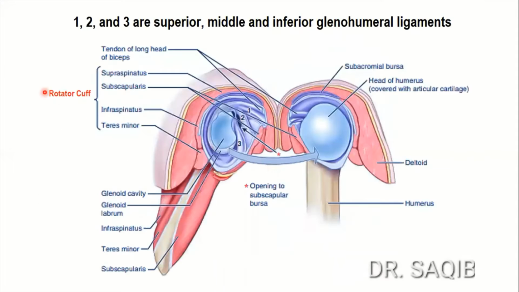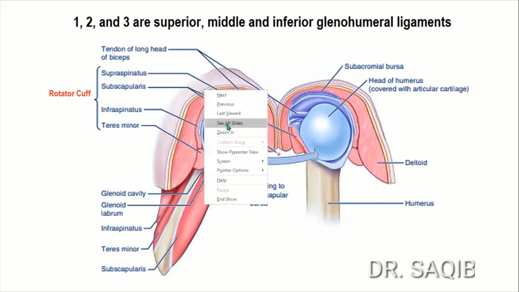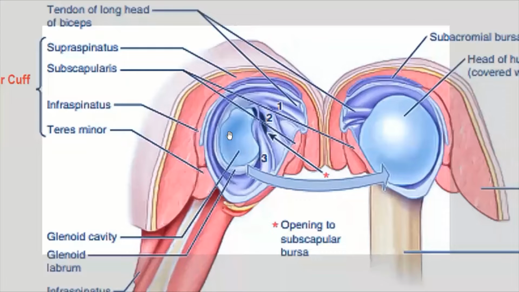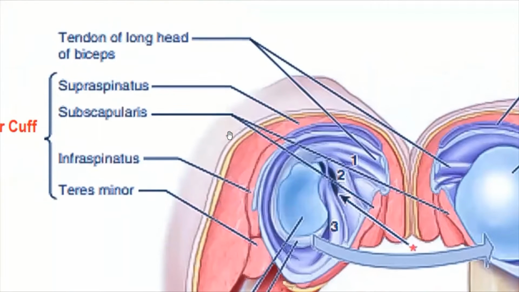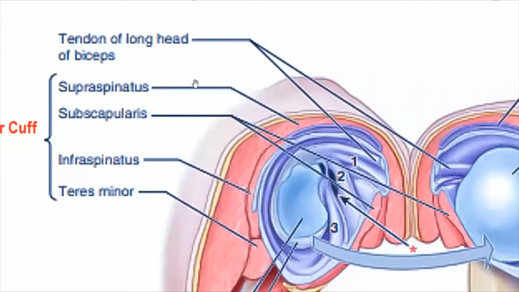You could see the rotator cuff muscles over here even. Yes, I enlarged it for you, right? Zooming in. Here you could see this is the supraspinatus muscle. Then this is the subscapularis on this side. And then on this side, the right side and the left side, this is the infraspinatus. And this is the teres minor.